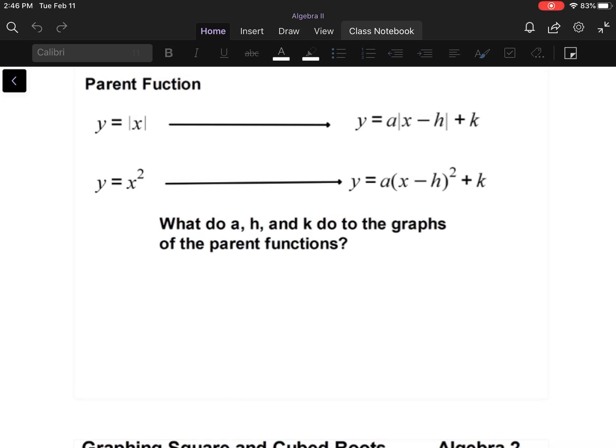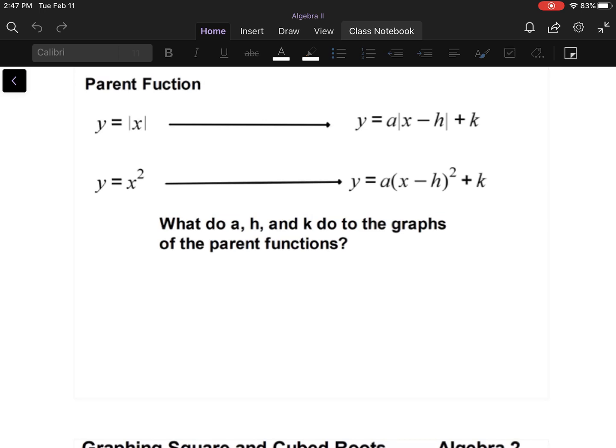Okay, just kind of want to talk about some parent function stuff that we've done in the past. We took the absolute value, we added an h and a k, and moved it left and right, up and down. We did the same thing with a quadratic. We put an h and a k in, and again, it moved it left and right, up and down. Your a value made it narrower or wider. It also reflected it or didn't reflect it, so it was opening up or opening down.